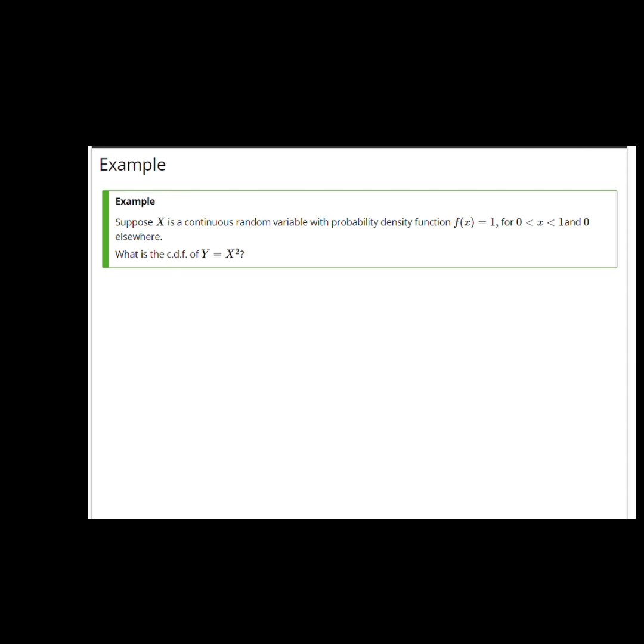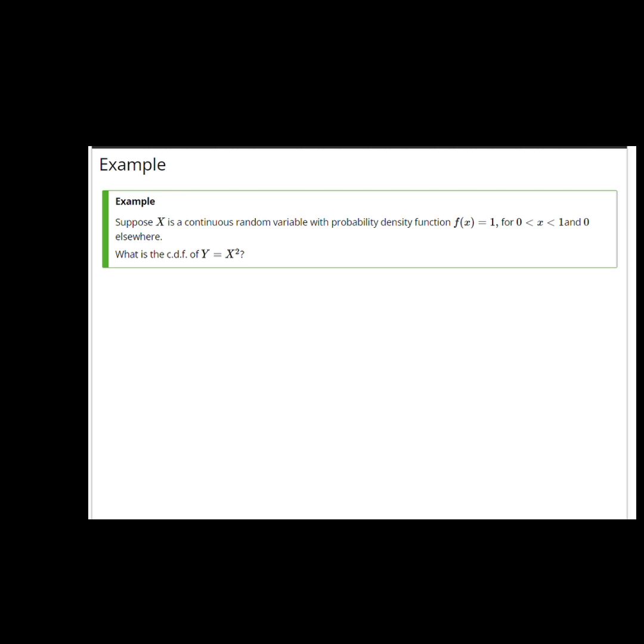What's the cumulative distribution function of Y equals X squared? When we square the random variable, how do we get the cumulative distribution function of this new random variable Y? Well, it's easy to say what you don't do. You don't square the density. You don't square the cumulative distribution function. We're interested in the distribution of a function of a random variable.